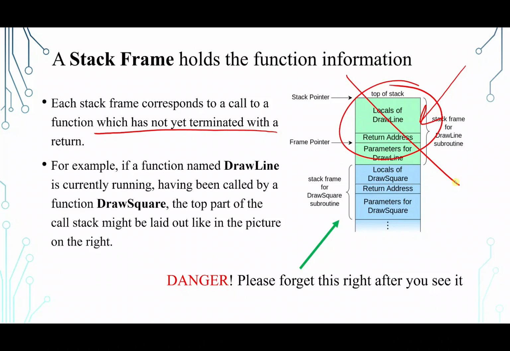So for example, if a function named drawLine is currently running, having been called by drawSquare, the top part of the call stack might be laid out like the picture on the right. Like we have the drawLine above drawSquare. And you can't forget about this chart and even this slide because it's not exactly happening this way, but this is a good illustration that you may understand what's going on in the stack.